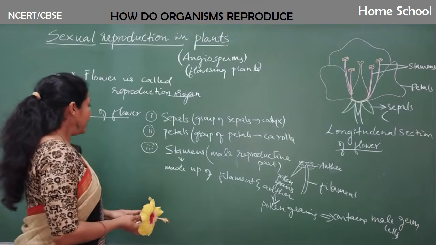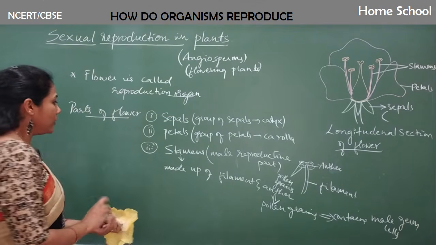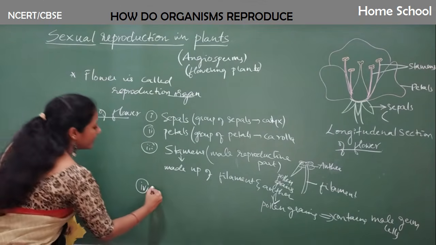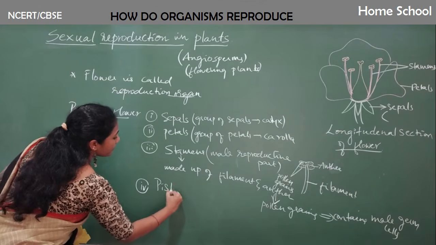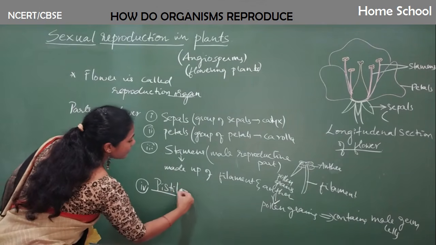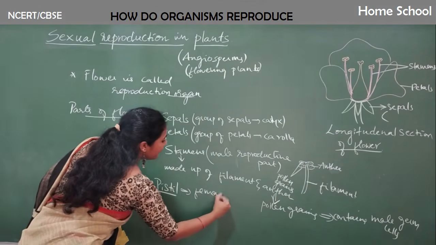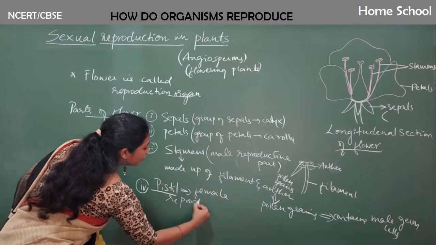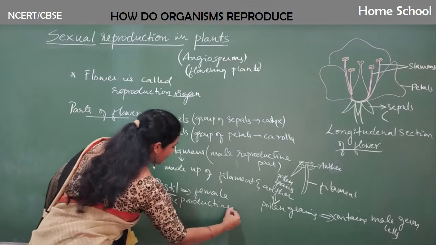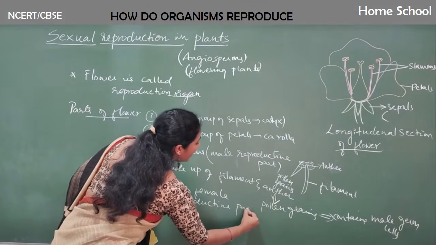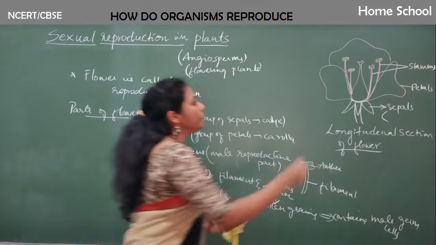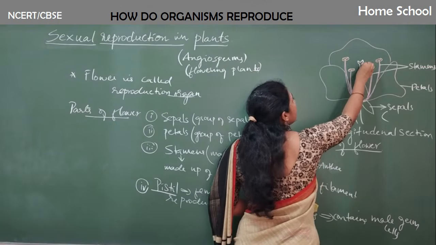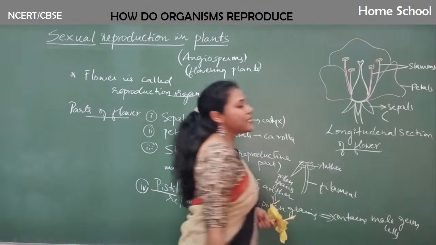Okay, and next we will talk about the fourth part of a flower, that is pistil. So what is pistil? The female reproductive part of a flower is called pistil. Observe the picture on the board. See the whole thing, this whole thing we will call pistil.